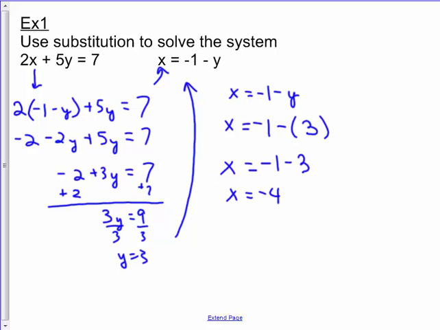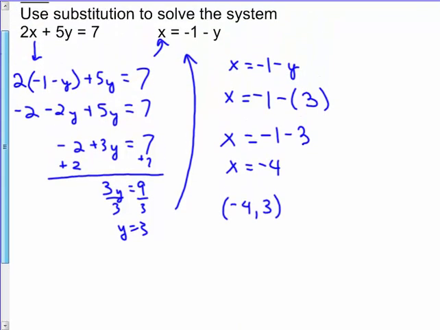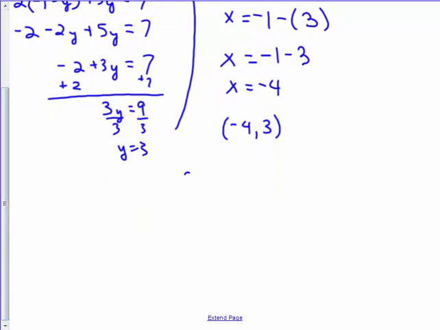At this point, my solution that I believe is correct is negative 4, 3. Well, I want to check just to make sure I am correct here. So how do I check to see if that is a solution? Well, if you remember when we did this last chapter, we have to plug it into both equations. So I'm going to take negative 4, 3, and plug it into both equations. If it is a solution, I'm going to get two true statements.